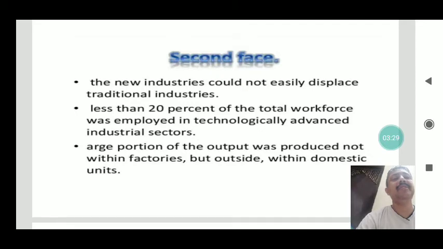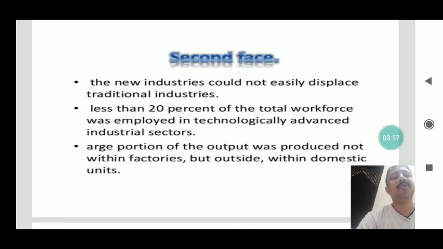The new industries could not easily displace the traditional industry. Even when the factories were set up and the new industries came up, the traditional industries were still going on. Only less than 20% of the total workforce was employed in the technologically advanced industrial sector. The rest, 80%, were still working in the proto-industrialization period, in the open space. Only 20% of the workforce became ready to work under the factories or the infrastructure.